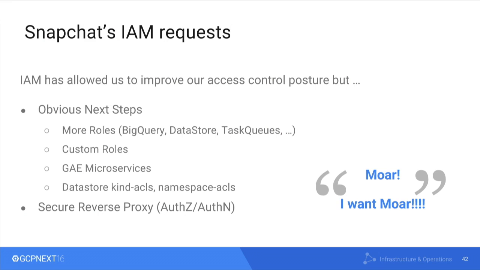So IAM has allowed us to significantly improve our access control posture. But if you look at the gamut of resources, just go to the developer console and see there's probably 25 different kinds of resources. We've gotten roles for, say, about 7 or 8 of them. There's a whole gamut of resources for which we need roles, like, for example, BigQuery, datastore, task queues. There's a whole gamut of them that Ray will give us pretty soon.